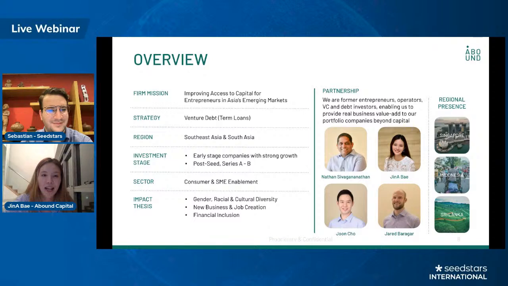And in terms of impact, we are incorporating an impact thesis into our investments, and have 3 priority impact areas that we focus on. The first is diversity and inclusion, with a particular focus on gender lens investing to promote female entrepreneurship in the region. And we also are committed to creating new businesses and jobs in this region, especially through financial inclusion. So we are committed to monitoring the impact of our capital on our portfolio companies, and the social impact that they create in their respective communities.